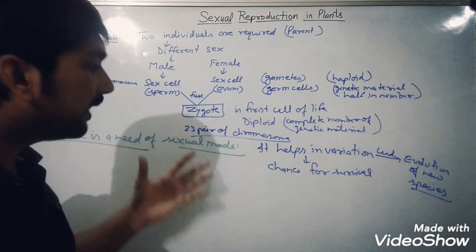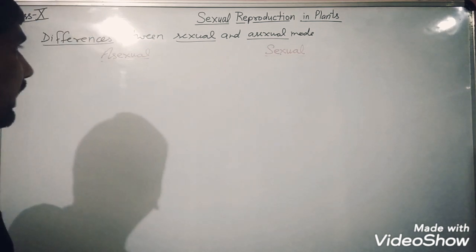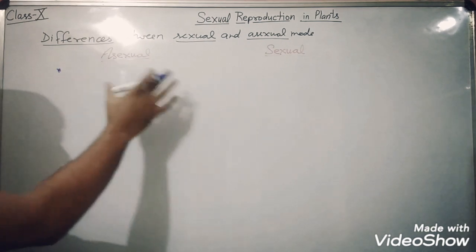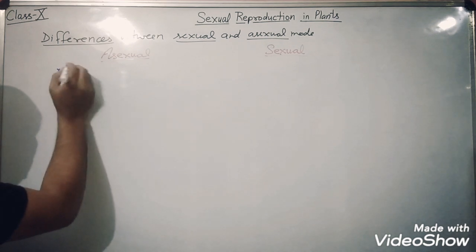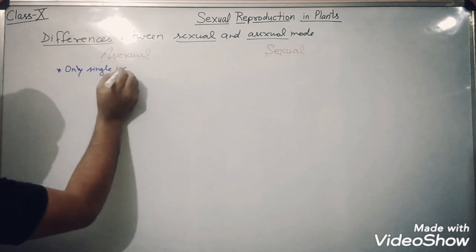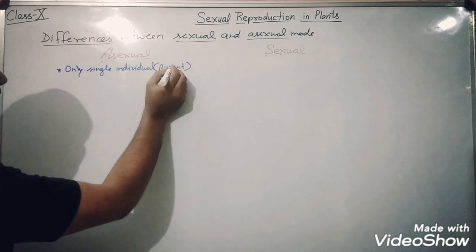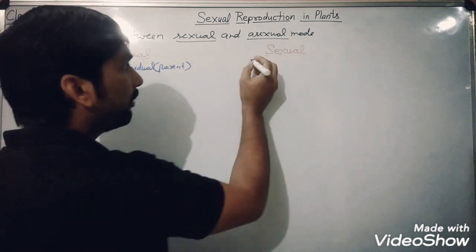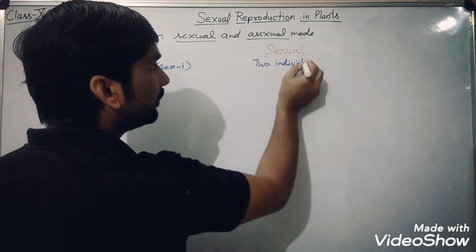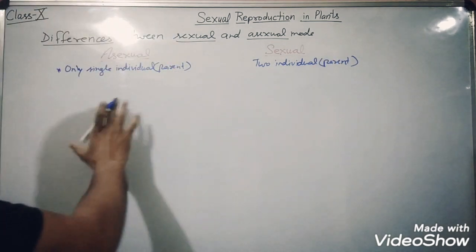So now we will discuss the differences between sexual and asexual reproduction. A number of differences are there. The first, which is very basic to the mode of reproduction, is that in asexual reproduction there is only a single individual, or single parent, that is capable of producing offspring. And when we talk about sexual reproduction, there is a need for two individuals or parents to produce the offspring. So that is the basic difference between sexual and asexual modes of reproduction.